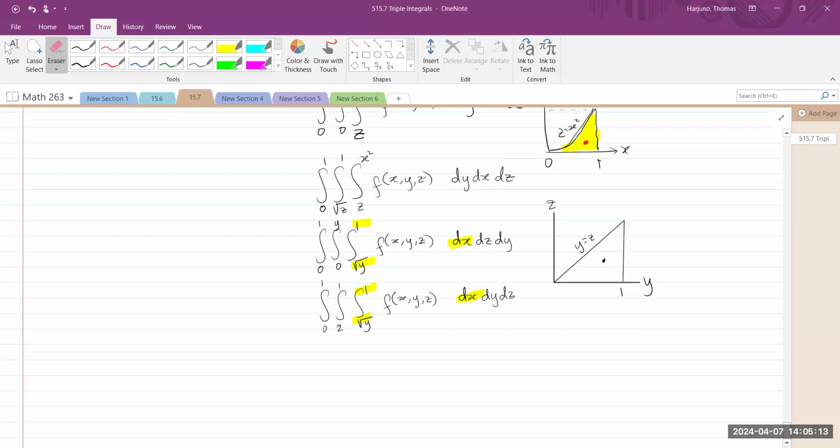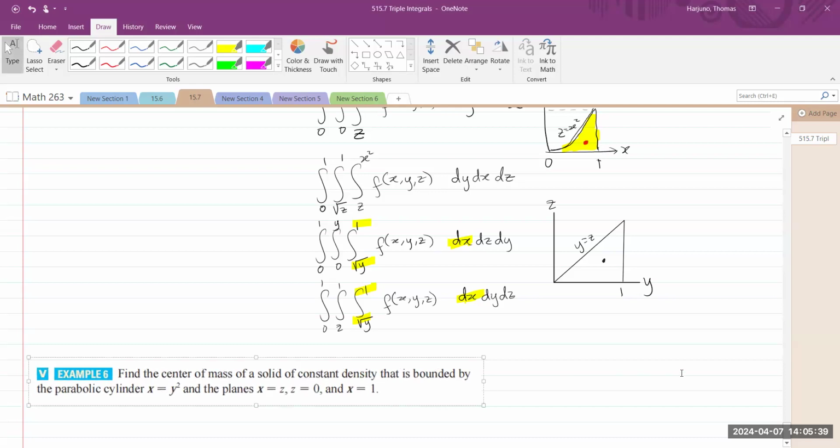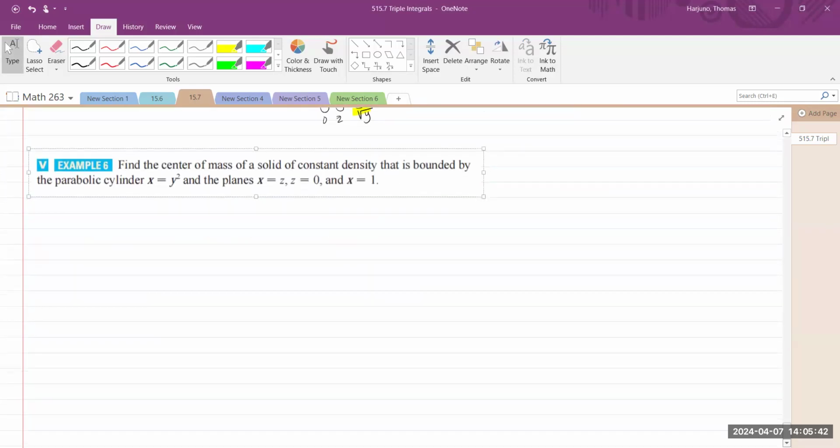Question from here. Example 5. Oh, you know what? Let me just go on to example 6 right away. So we have this. Find the center of mass of a solid with constant density. The constant density means the rho of x, y, z is just constant. Let's call that rho.